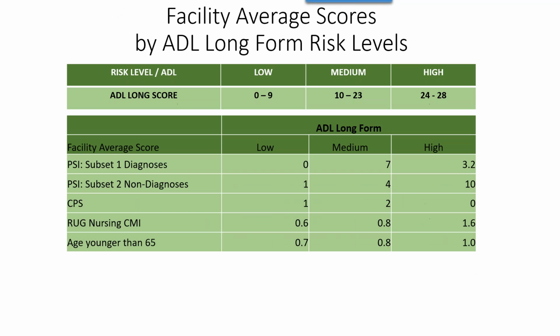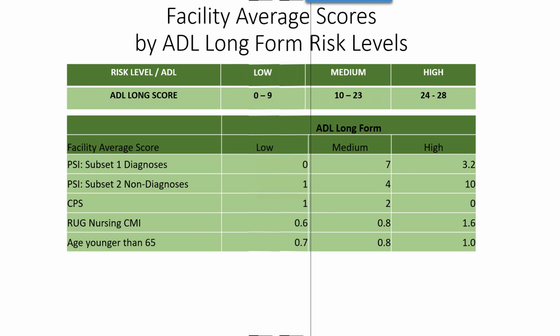Now we're going to take the facility average score, and you can see here again we're going to look at it, and in this example we've calculated the averages. So these are the raw averages within your facility. If you're in the low risk ADL, your average score for PS1 is 0. If you're in the medium, your average score is a 7. So these are the values that we get within those different groups.